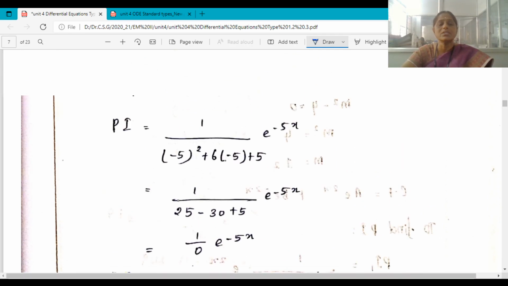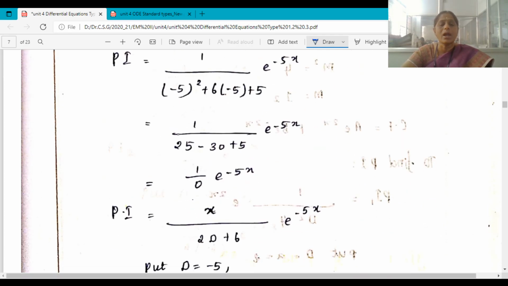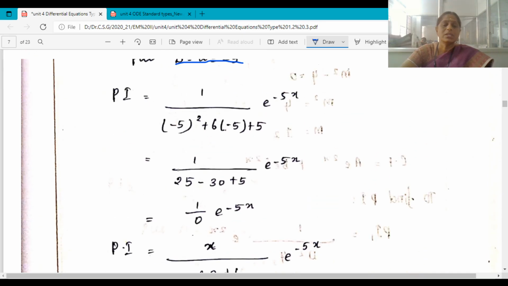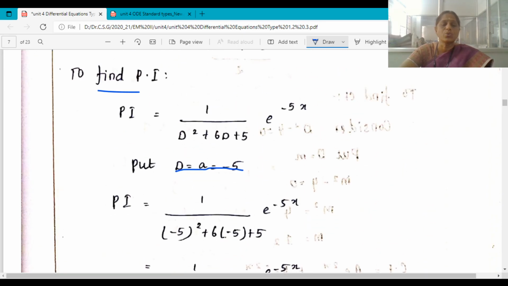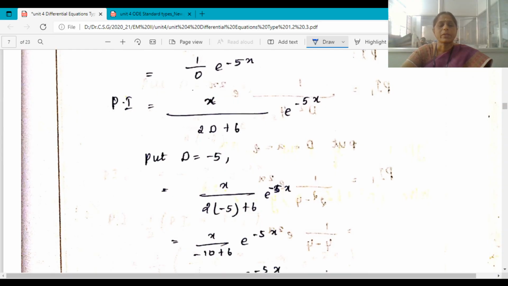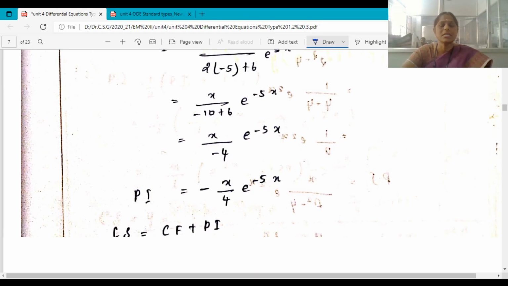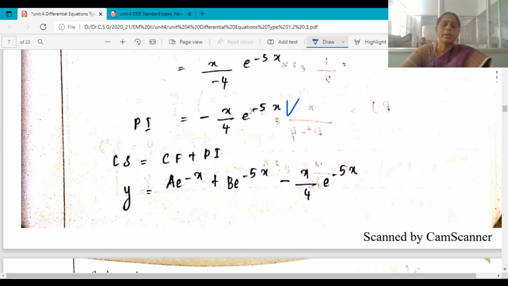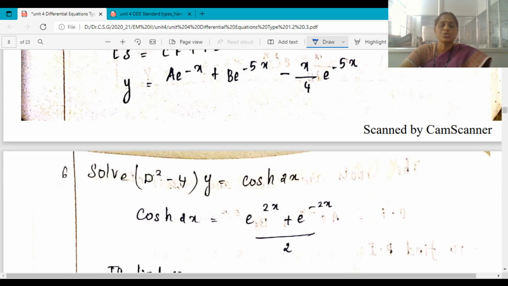So to avoid this, you put x in the numerator and you differentiate the denominator with respect to x. So the differentiation of D squared plus 6D plus 5 is 2D plus 6, into e power minus 5x. So the particular integral is minus x by 4 into e power minus 5x. So by adding the complementary function and particular integral, you can get the complete solution.